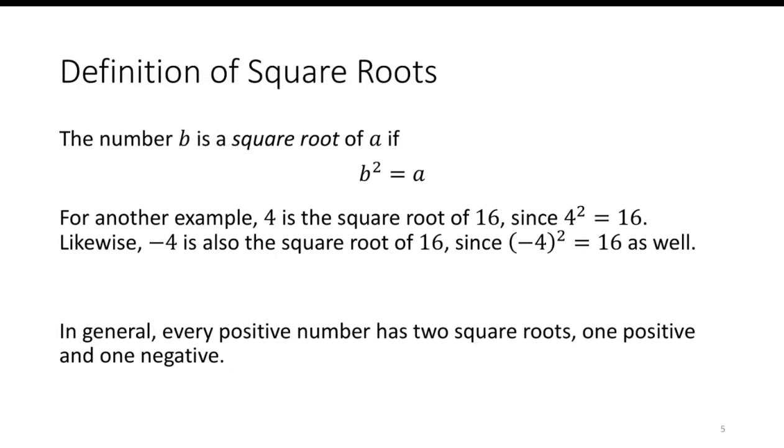All right, so specifically, the number b is a square root of a if b squared is equal to a. So for another example, 4 is a square root of 16, since 4 squared is equal to 16. Likewise, -4 is also a square root of 16, since (-4) squared is equal to 16 as well. In general, every positive number has 2 square roots. One positive, one negative.